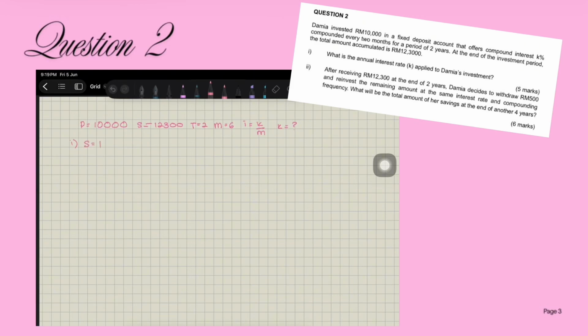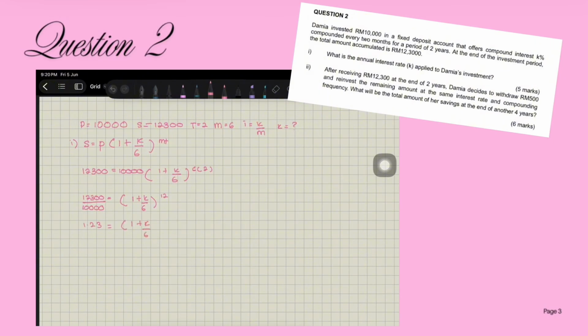So this is the formula. We must use this formula to find the answer. We must fill in the values one by one using the formula. Next, we isolate the compound interest term by dividing both sides by 10,000. This gives us a growth factor of 1.23 on the left side.